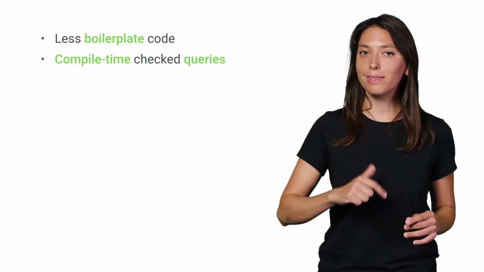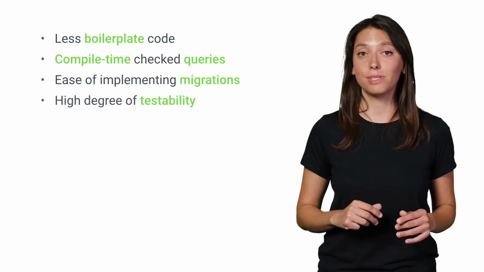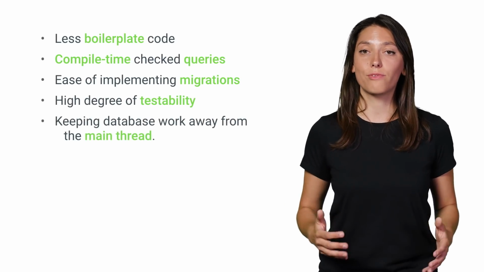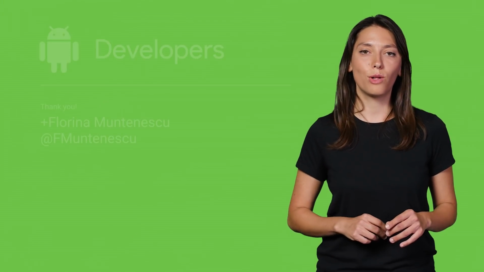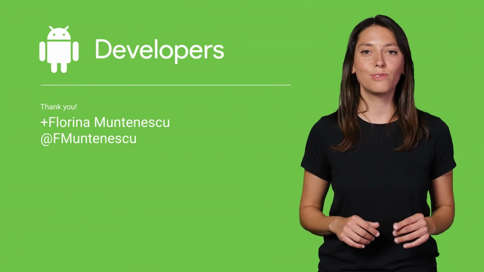So, less boilerplate code, compile time checked queries, ease of implementing migrations, high degree of testability, and keeping database work away from the main thread. All of these qualities of Room make working with the database easier and pleasant, helping you deliver better apps.